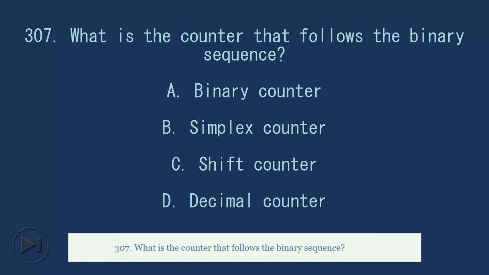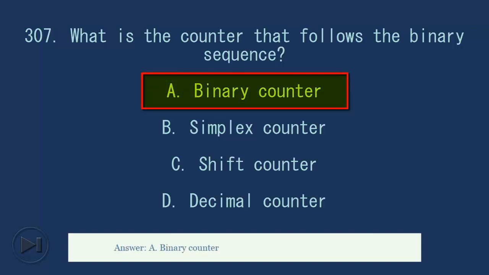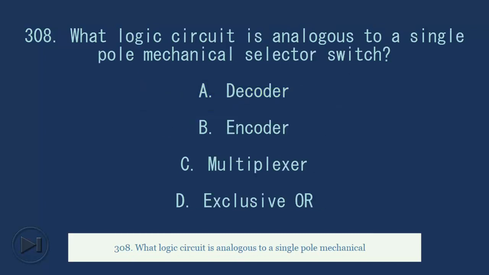307. What is the counter that follows the binary sequence? A. Binary counter. B. Simplex counter. C. Shift counter. D. Decimal counter. Answer, A. Binary counter.